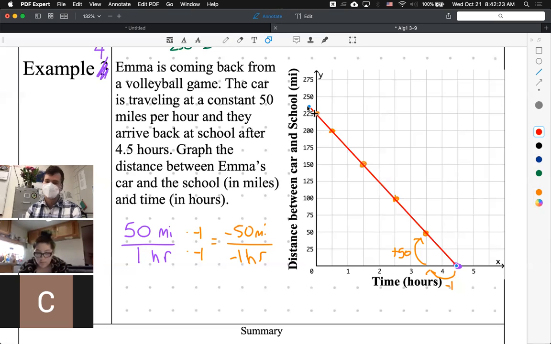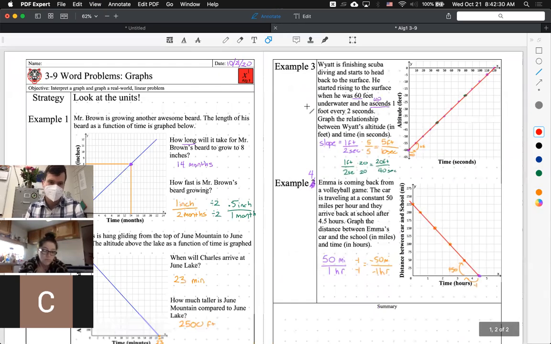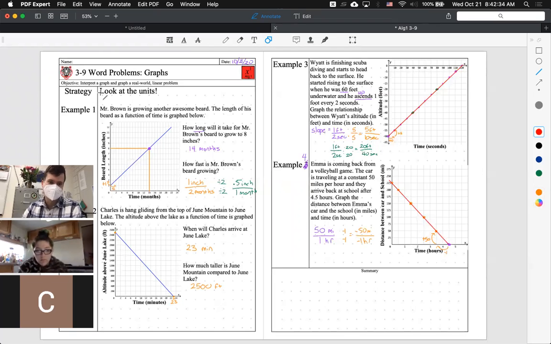All right. That is the end of our last lesson for this unit. Let's come back up here to the objective. Our objective today was how well can you interpret a graph? That was the first half. And how well can you make a graph from these real world problems?